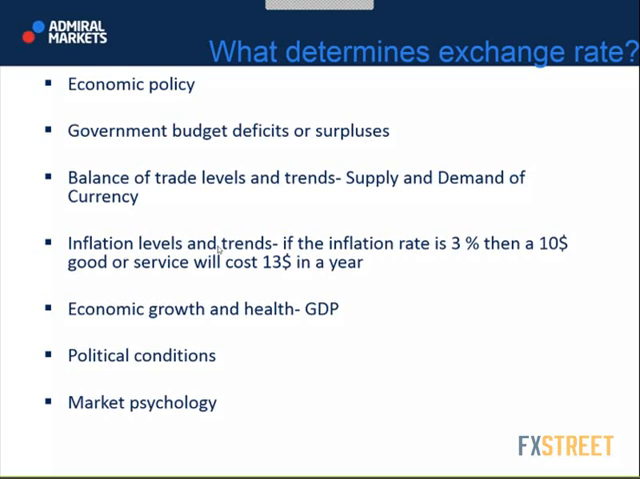Then we have inflation levels and trends. You know what the basic definition of inflation is. Inflation is the increase in prices of services and goods over time. The rate at which the general level of prices for goods and services is rising will make purchasing power fall. So if the inflation rate is 3%, then a $10 good or service will cost $10.30 a year later.